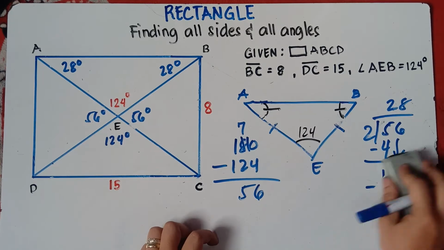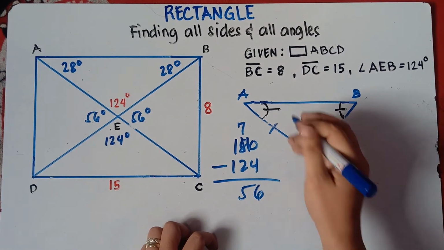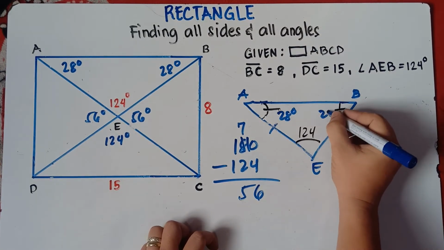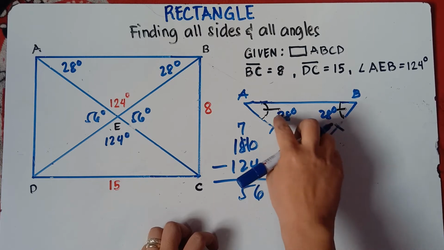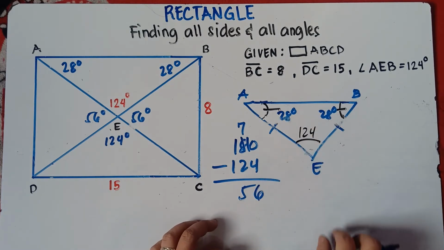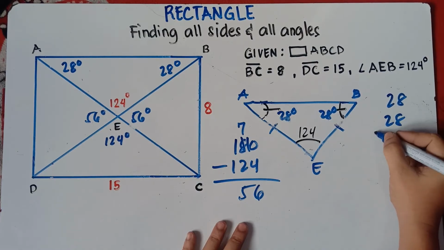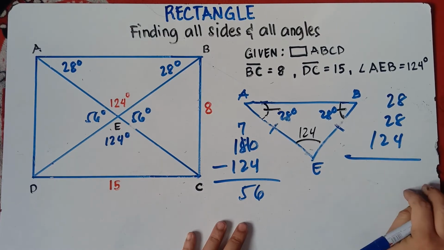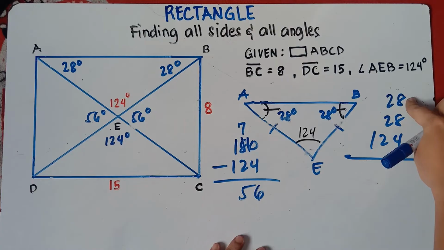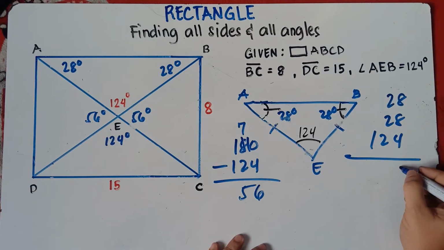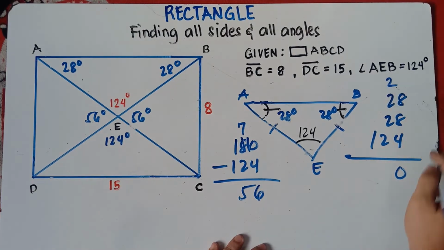Why is that, sir? Because if you add these three angles, the sum will be 180. So 28, let's add this up, plus 28 plus 124. Okay, so 8 plus 8 is 16, plus 4, that is 20. Carry 2.